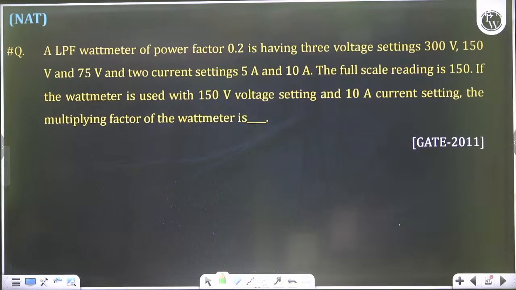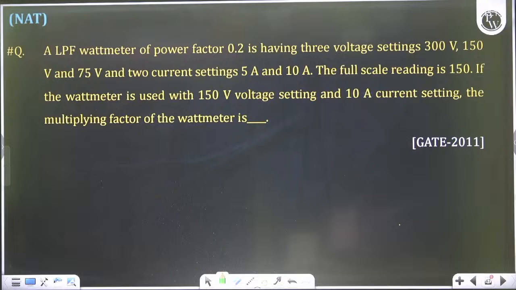What is the answer? Question is related to wattmeter. Power measurement, wattmeter. So what is given here?